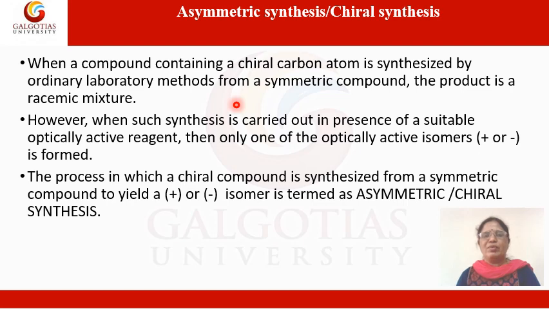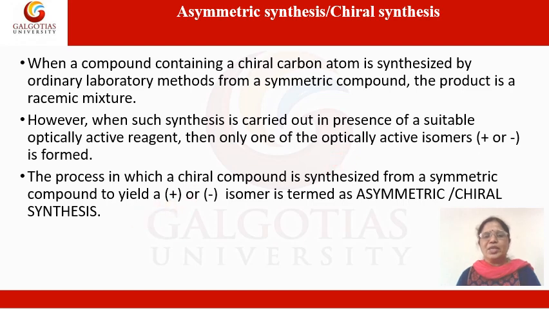Always, whenever we want to convert any symmetric compound into the optically active form, then usually it is a racemic mixture. But when we carry out this synthesis in presence of a suitable optically active agent, then we can successfully synthesize any one of the isomers, that is the dextro stereoisomer or the levo isomer. So for this we have to maintain suitable experimental conditions.